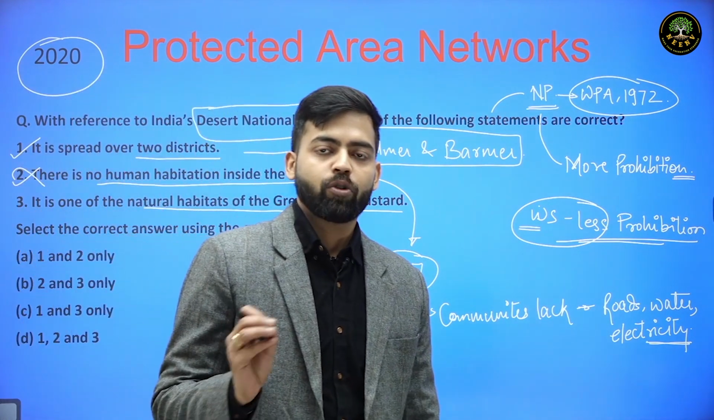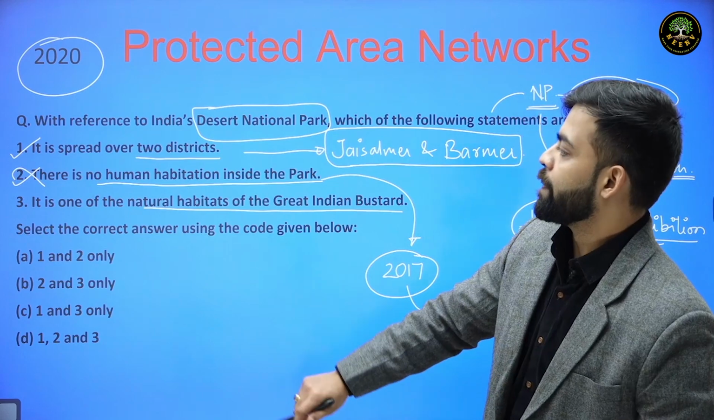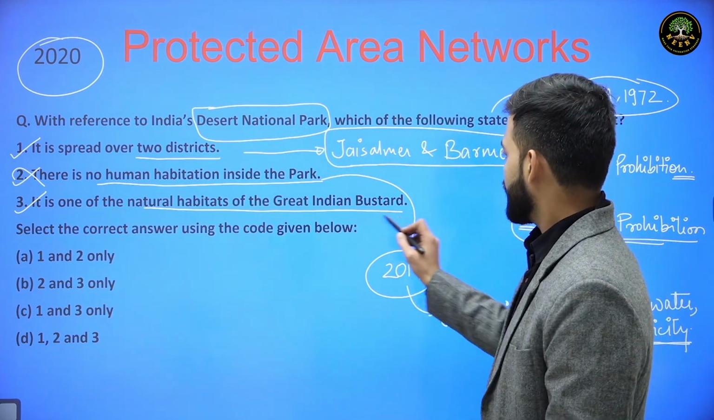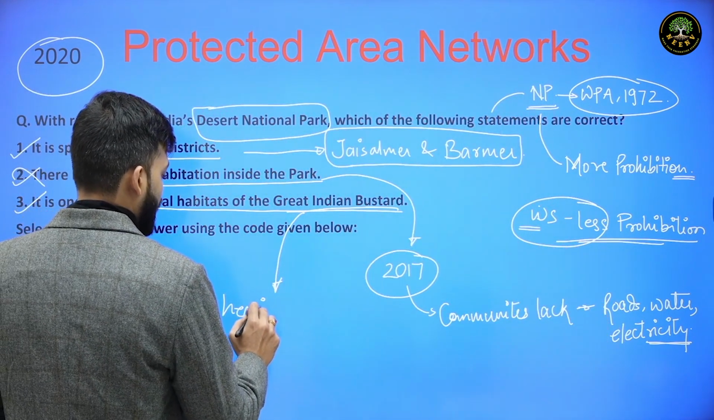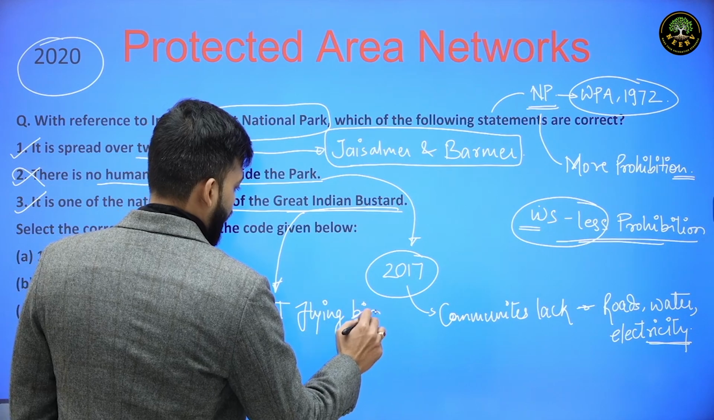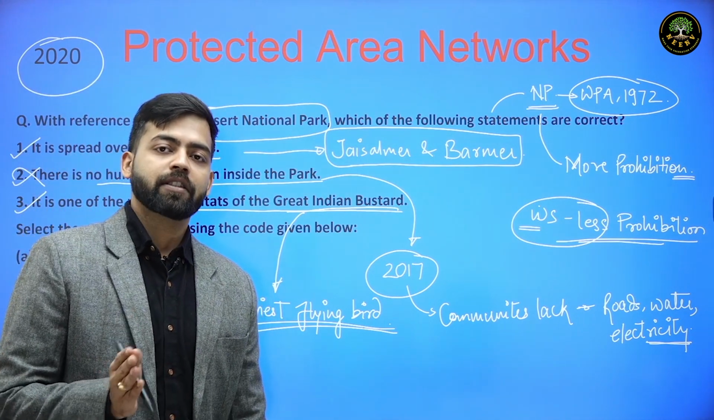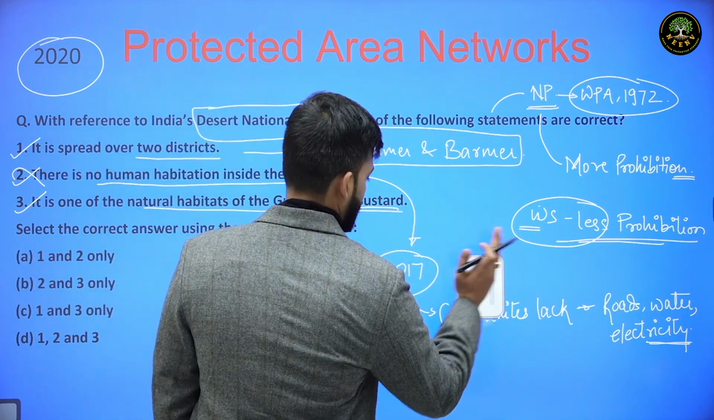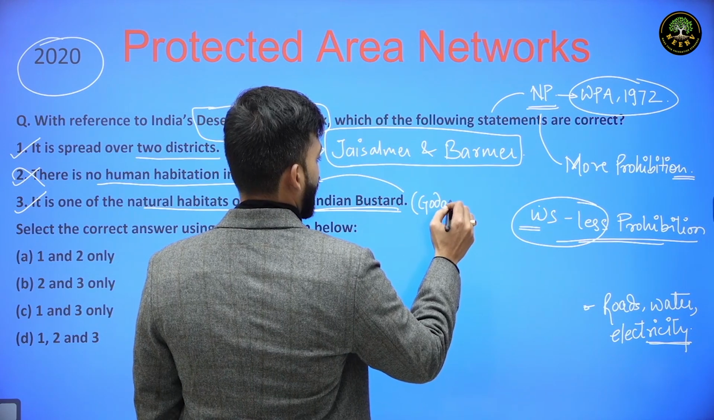Usually no habitation is allowed inside the park, but inside Desert National Park, since these communities have been living for ages, they are allowed. As far as the third statement is concerned, it is one of the natural habitats of the Great Indian Bustard. The Great Indian Bustard is one of the heaviest flying birds. There are other heavier birds, but they are flightless, for example, ostriches. The Great Indian Bustard has a structure similar to an ostrich, but it is one of the heaviest flying birds. They are locally known as Godawan.